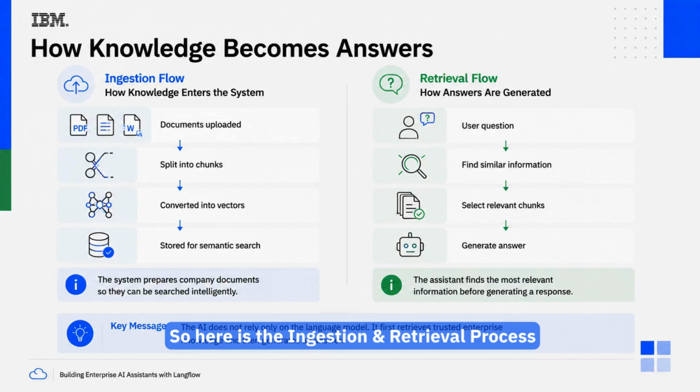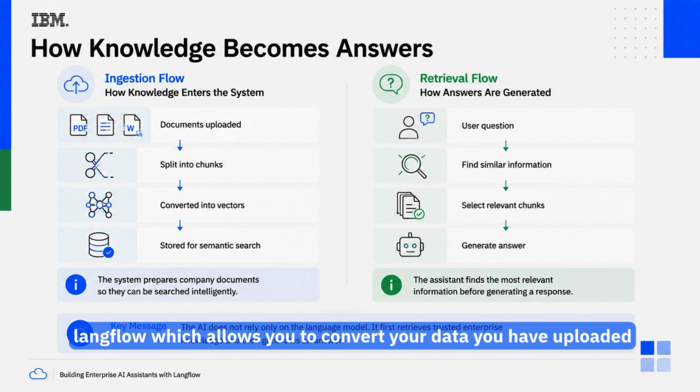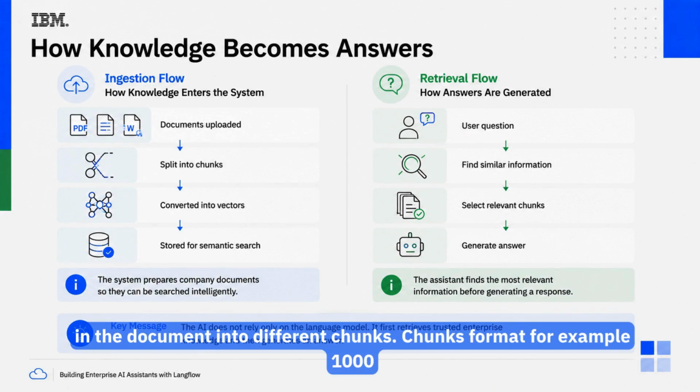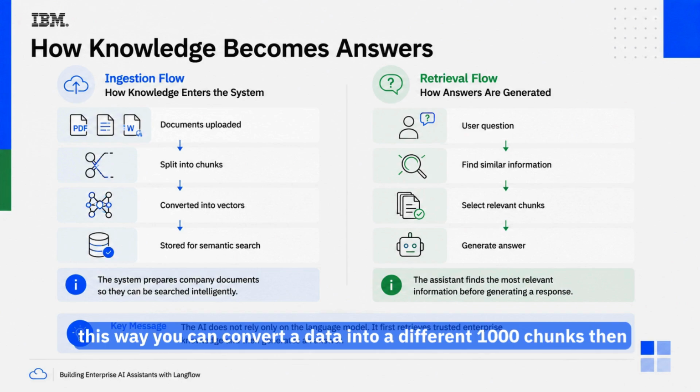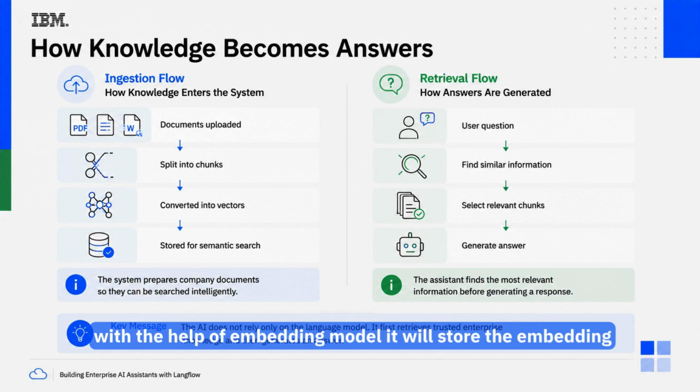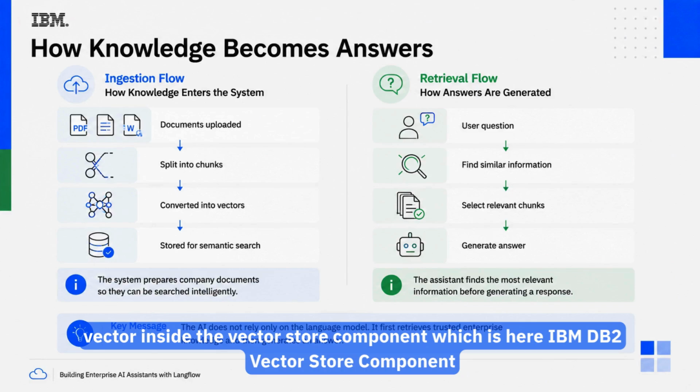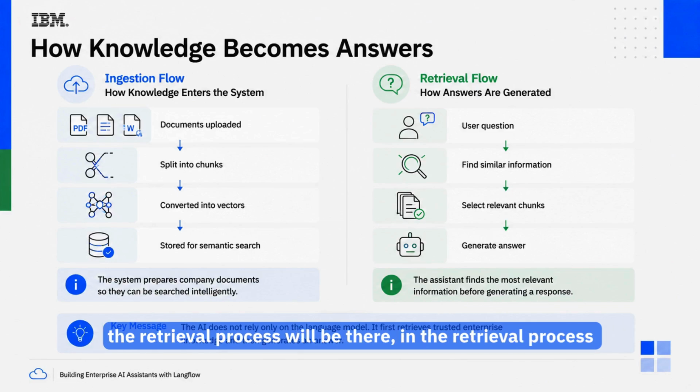So these are the ingestion and retrieval processes. Let me tell you how ingestion works. Basically, the user will upload a document with the help of the Read File component inside Langflow. Then there is a component called Split Text in Langflow, which allows you to convert the data you have uploaded in the document into different chunks. For example, 1000 is the chunk size and 200 is the chunk overlap. This way you can convert the data into different chunks. Then with the help of the embedding model, it will store the embedding vectors inside the vector store component, which is IBM Db2.